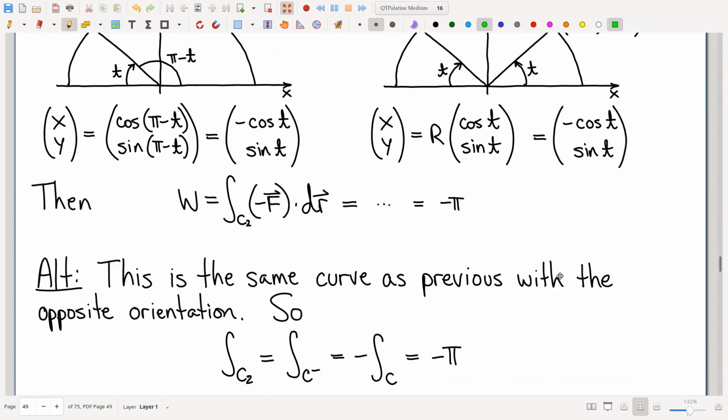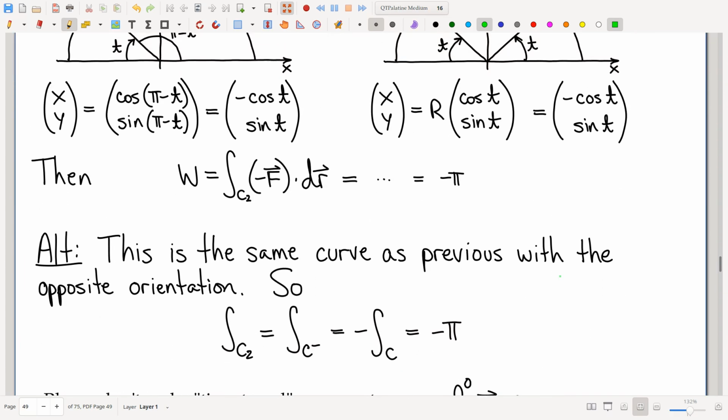Well, okay. Then here's the breakdown. The work that we want to compute, well, this path that we're interested in is literally the green path, the opposite orientation path, backwards. And we already know that going backwards gives you a minus sign, and we already know that going counterclockwise gave us pi. Minus sign. Boom. Done.